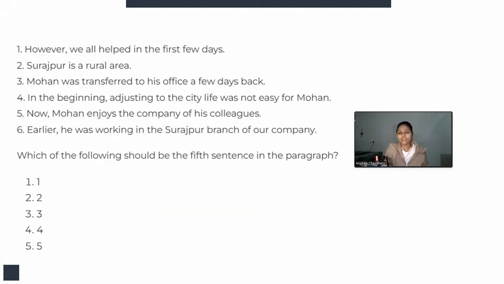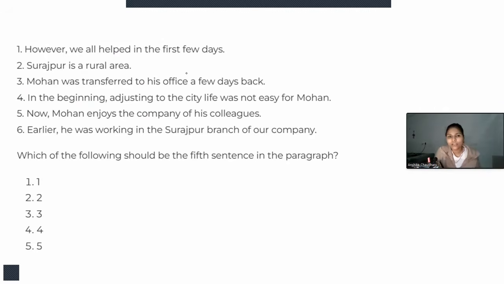The next is parajumble. However, we all helped in the first few days. Surajpur is a rural area. Mohan was transferred to his office a few days back. We have to first arrange all these sentences in such a way that they form a story, or a meaningful paragraph. If we see the first, however, we all helped in the first few days. However is not something that will be the first statement, right? It comes in the middle part of the paragraph.